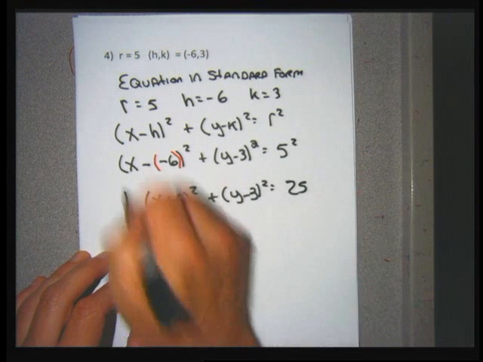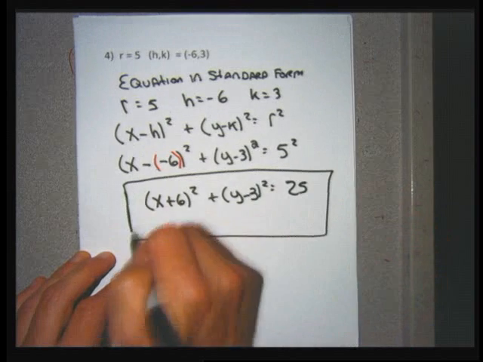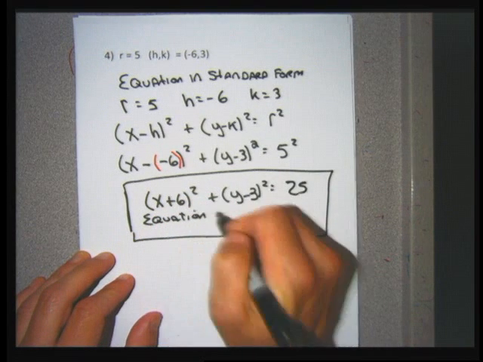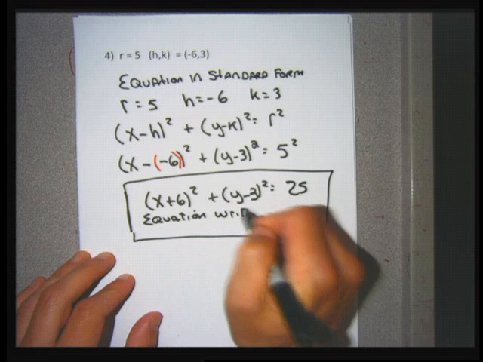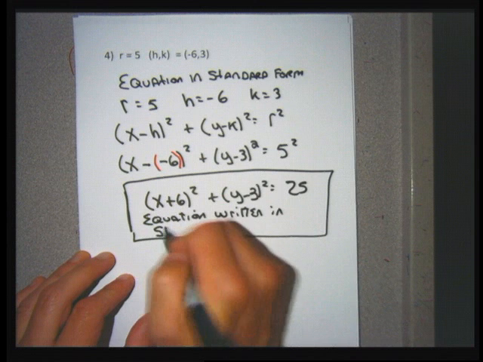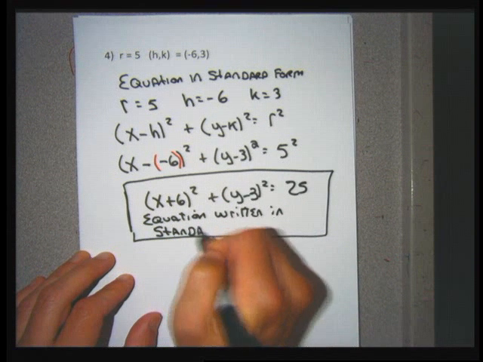So this would be, I would call this the equation of the circle written in standard form. And that's one of the 2 things that was asked for. I don't need the equation to graph. I just need to know the center and the radius to graph.